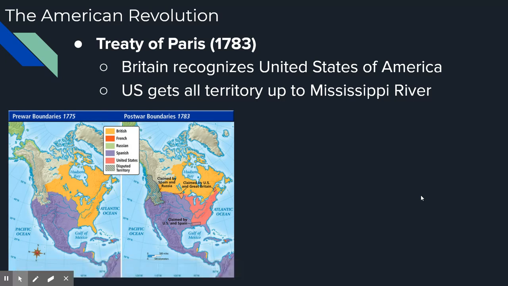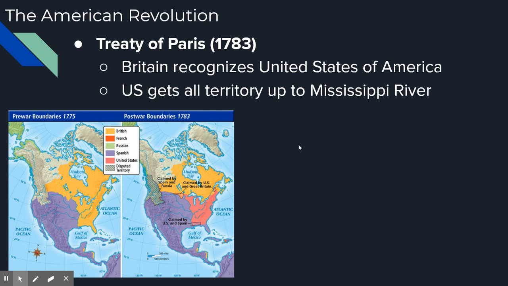So the war happens. It's a long war. It's extremely brutal. And eventually the United States pulls off the victory with help from France, Spain, and some other European powers. And the Treaty of Paris is signed in 1783. And in the Treaty of Paris, Britain is forced to recognize the United States of America. They're forced to say, you won the war, you're an actual country now.